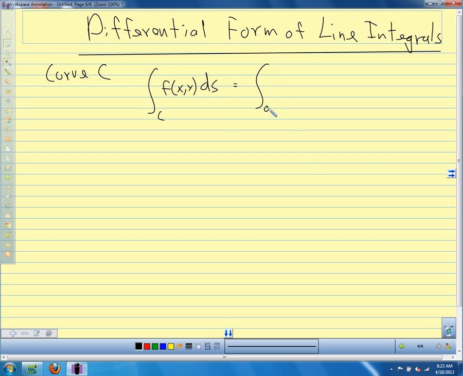This is what we did the other day. The integral from a to b of f of r of t. So we express our function in terms of the parameter, times the magnitude of r prime of t dt. So this is how we evaluated a line integral of a scalar field. We expressed our function in terms of our parameter on the magnitude of r prime dt.